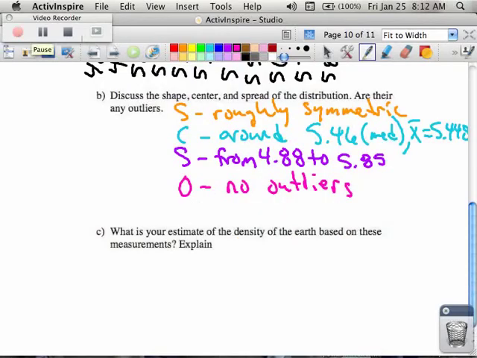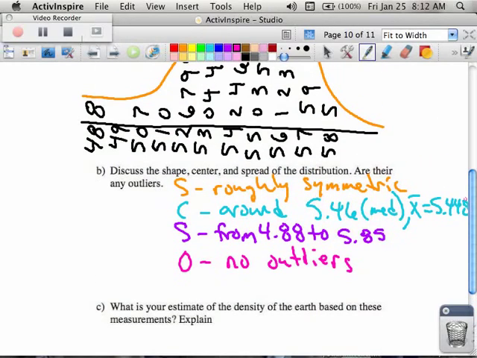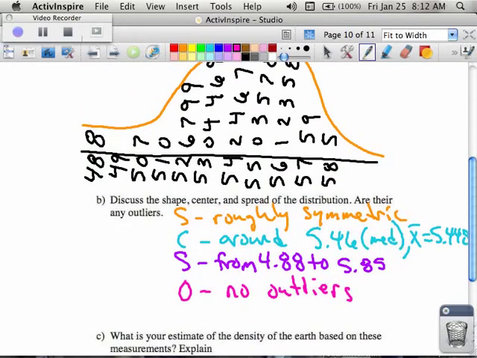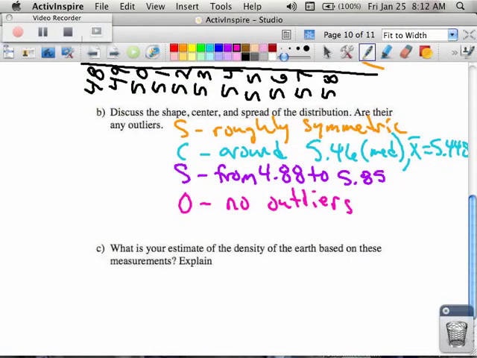If we were only looking at our stem and leaf, I would have to estimate that since the most dense group of numbers falls between 5.2 and 5.6, my density would be somewhere around 5.4-something. So if I had to purely guess about my density, I would say that it's around 5.45, because that's the balancing point of my stem and leaf.